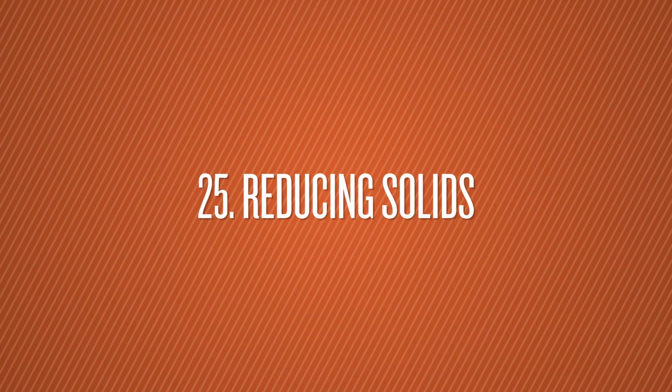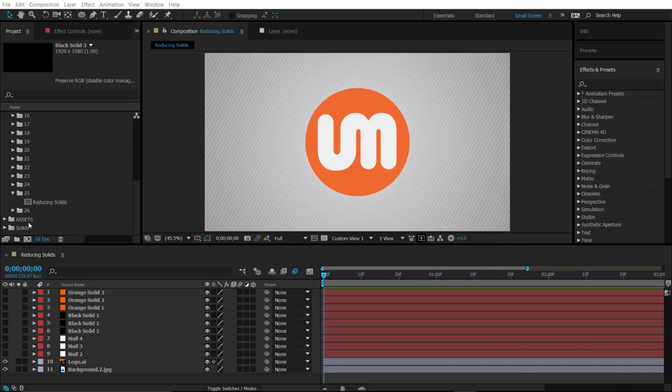25 is reducing solids. So each time you create a new solid or a null, it stores it in this folder in here. And if you do too many of them, it can get pretty congested in here. So a lot of times I like to simplify this area. In fact, I normally just create one solid and I just drag it to my new composition and kind of recycle it. I hardly ever create another solid if I don't need to. But if you have and it looks pretty crazy, here's how to reduce it.